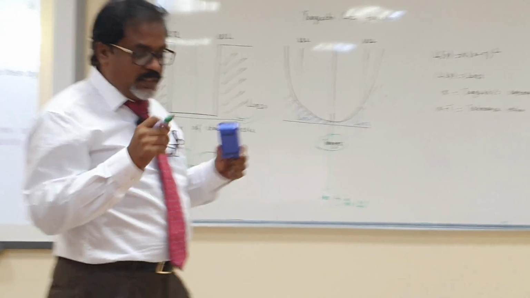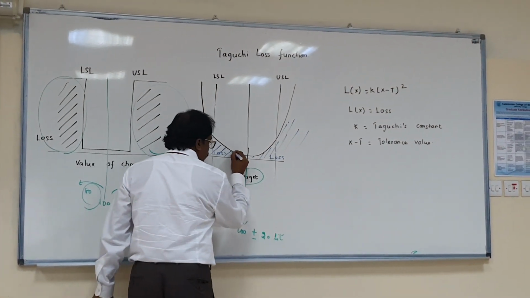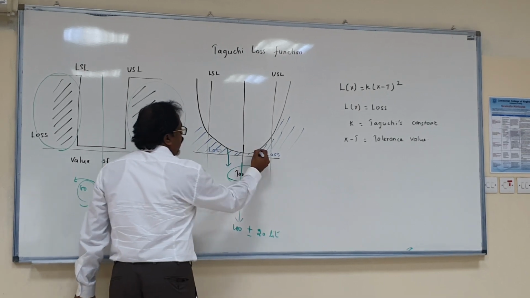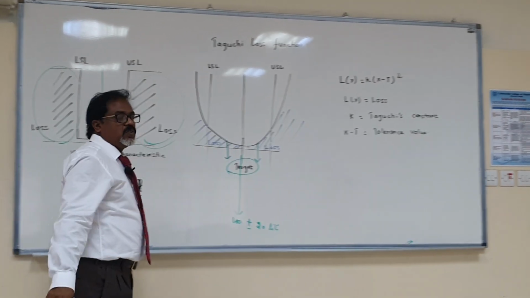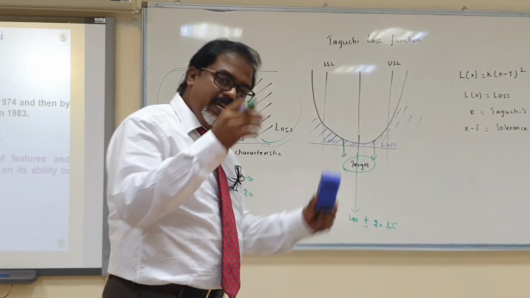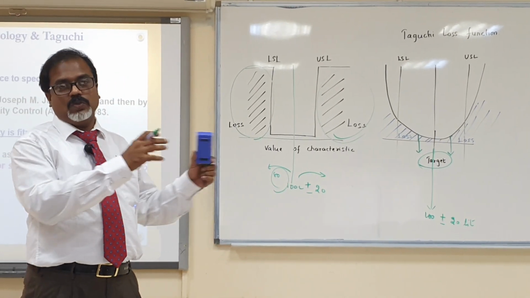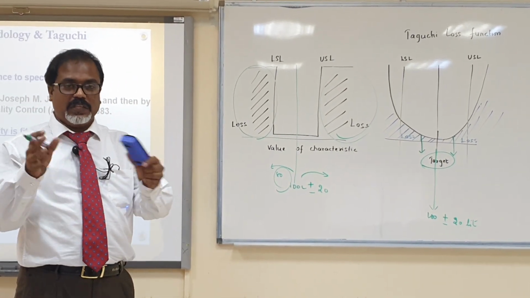But what Taguchi is telling is, even if it is 105 or 95, both will give loss. Away from the target, it will definitely give loss to the company or loss to the society. This is what Taguchi is saying.